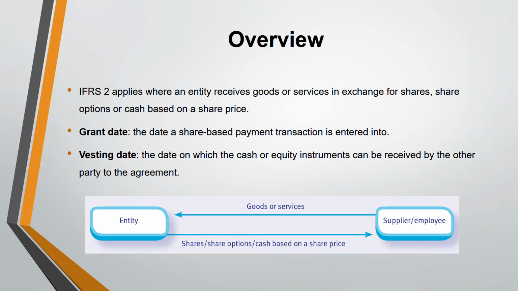Grant date, obviously, comes first and then only the vesting date. Vesting date will always be after the grant date. Okay. And there are some conditions also: vesting conditions, market performance conditions, and all those things are there in your textbook.